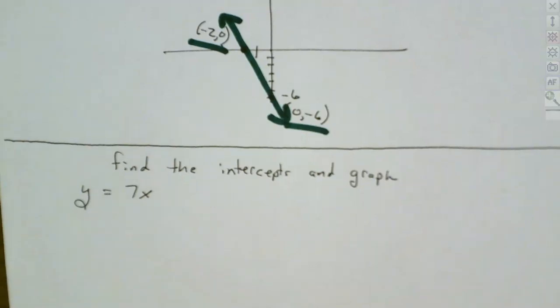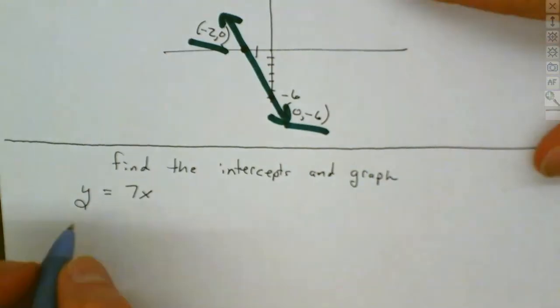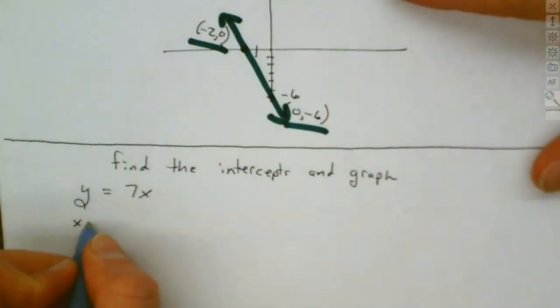Well, what do I need to do? I need to find my intercepts. So to find my intercepts, I'm going to label them. We should have an x-intercept.